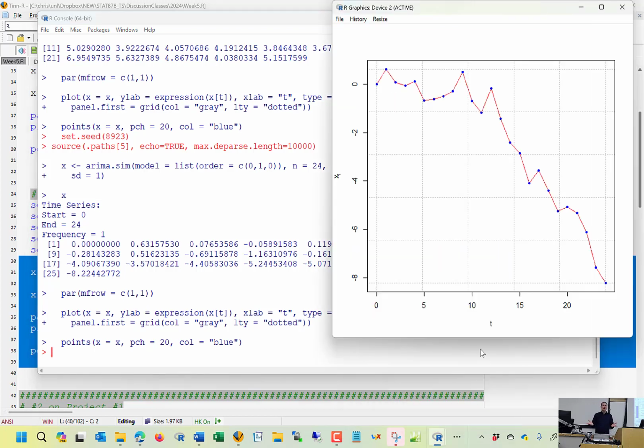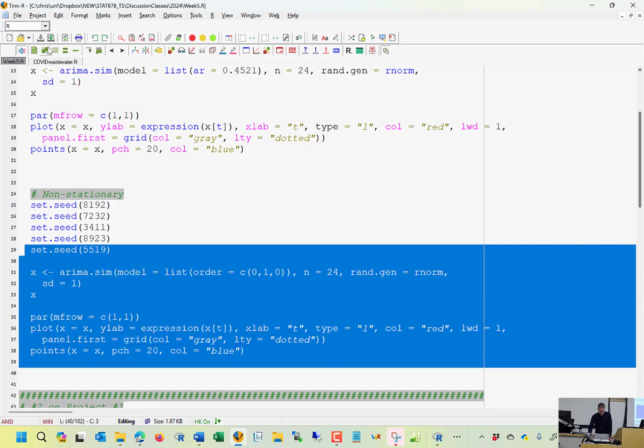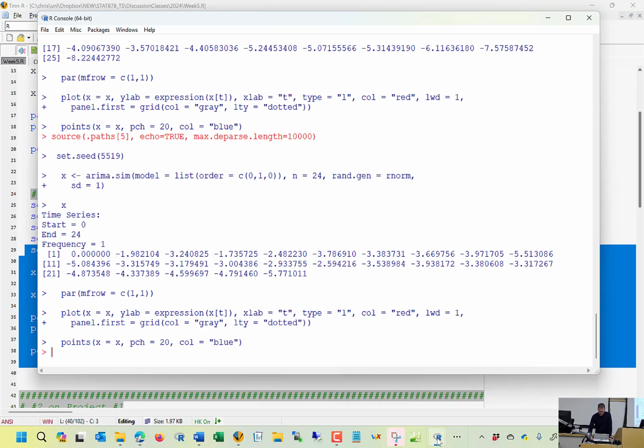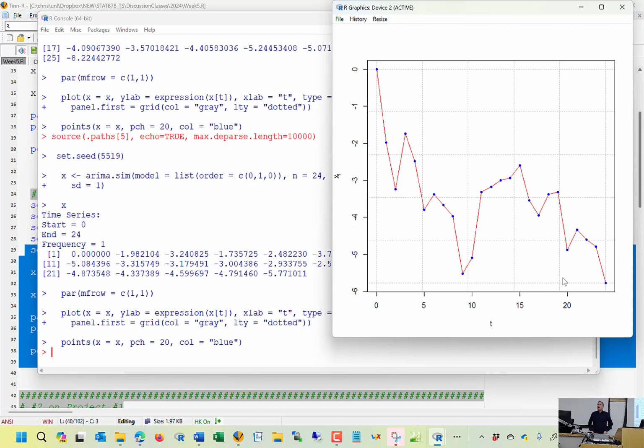This one's fairly obvious. And one last one here. This one's not very clear. Again, if you see where my mouse is, it might be difficult to say non-stationarity in the mean, even though we know that we do have it based upon the model that was used to generate the data. Okay?